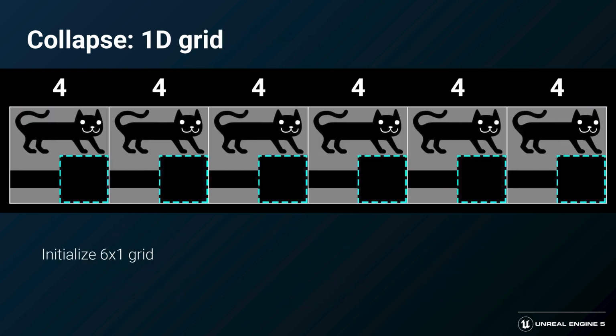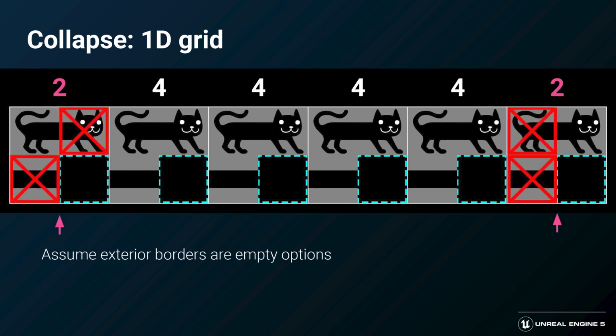can be made. Let's see what it looks like to collapse a 1D grid. We initialize a 6-tile grid where each tile represents all of the options allowed. The number above represents the remaining number of options for a given tile. Let's make an assumption that the tiles are surrounded by hidden empty options, and both ends of the grid must be modified to only allow options that can be adjacent to an empty option.